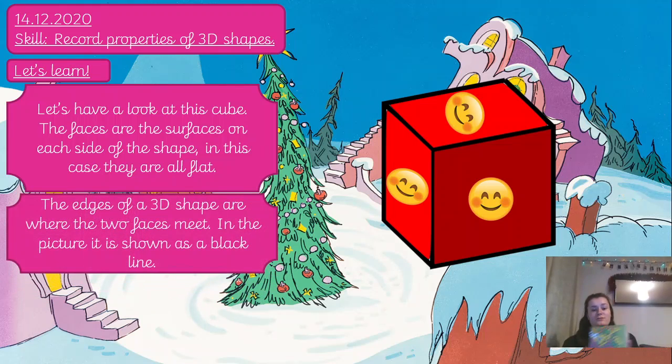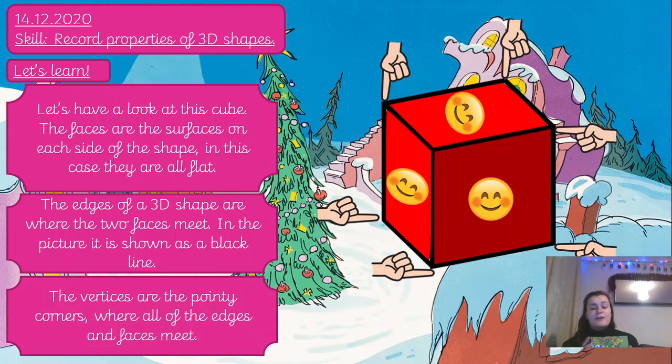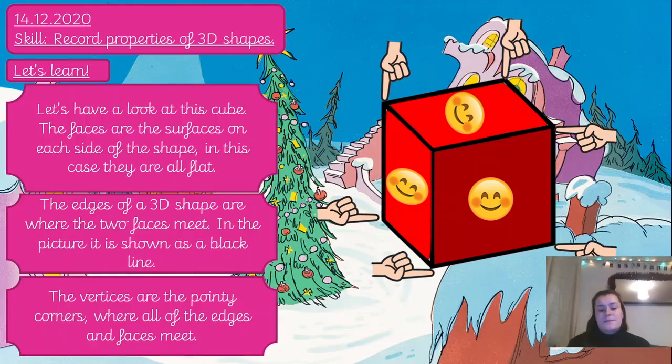The edges of the shape are where the faces meet. So we've got one here, all around each edge, and then down the sides here, and of course along the bottom as well. So the edges are where the two faces come together. And finally, the vertices are the pointy corners where all of the edges and the faces meet. So we've got one here, one here, one here, and one here. So they're the pointy bits.